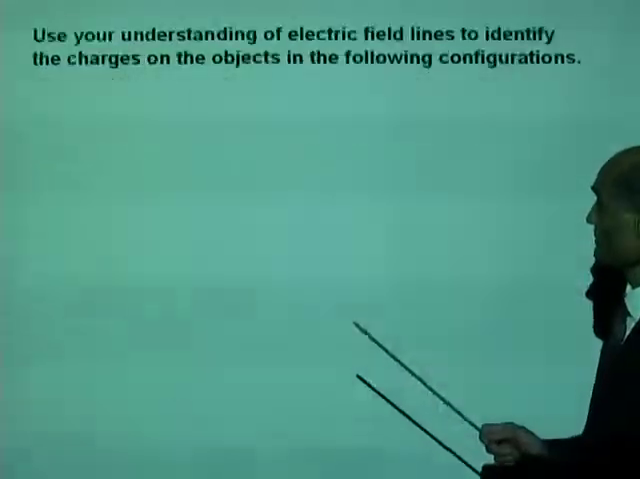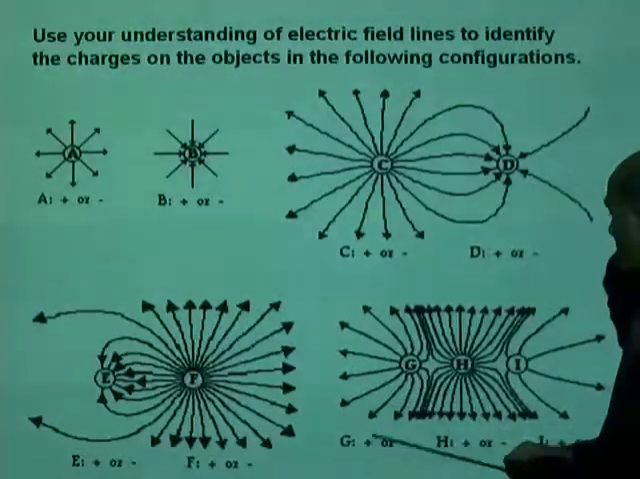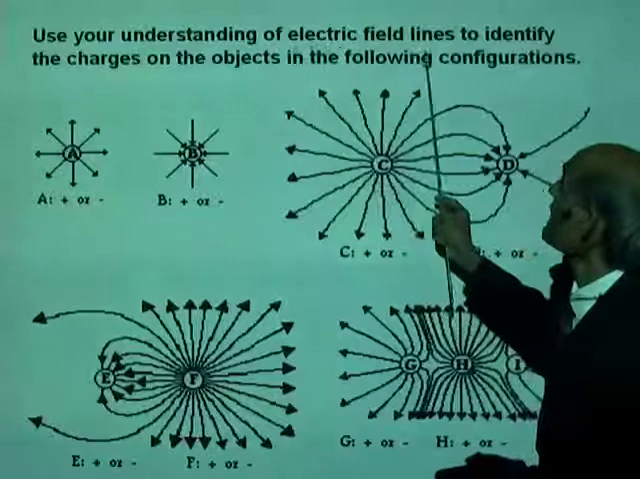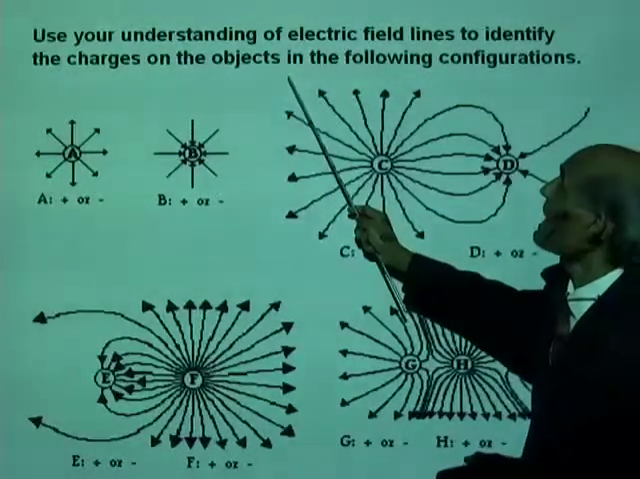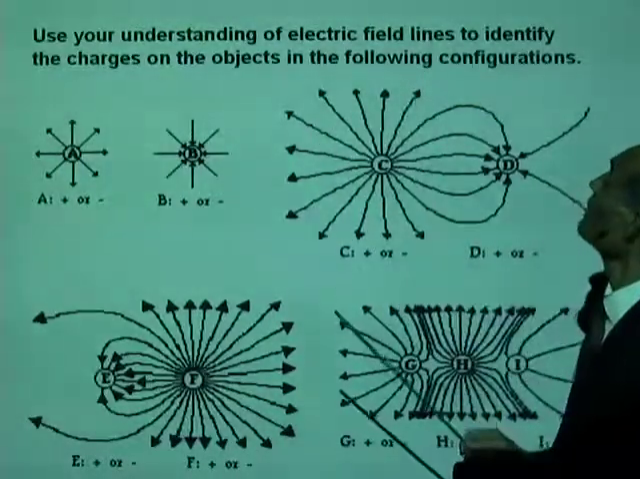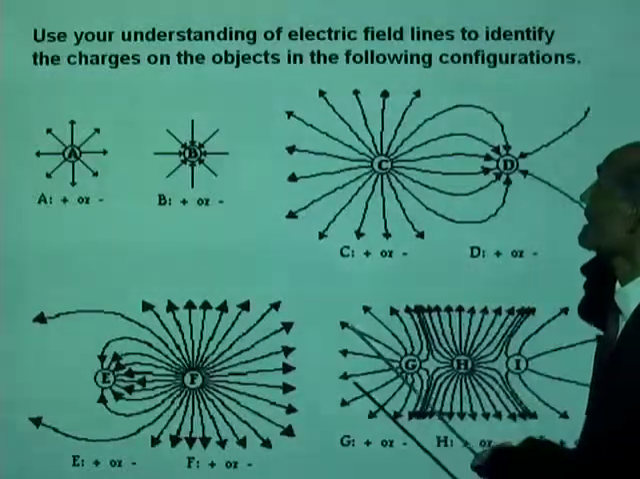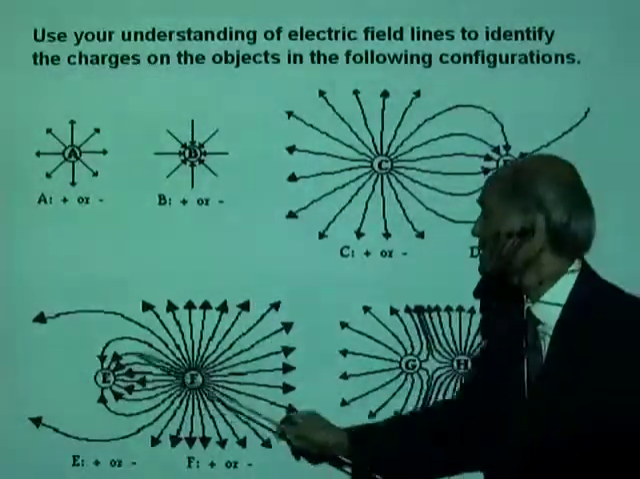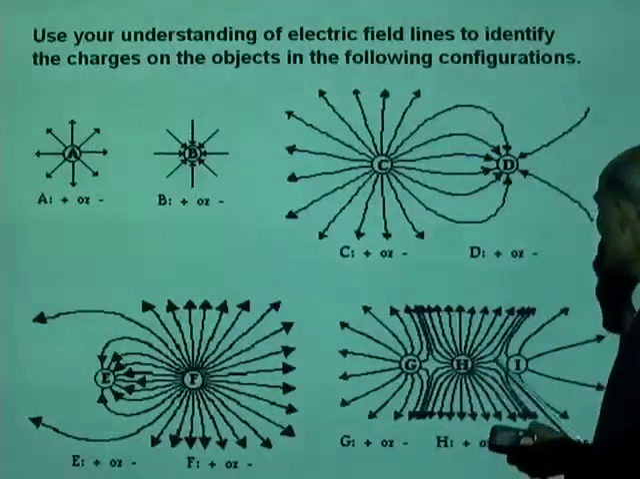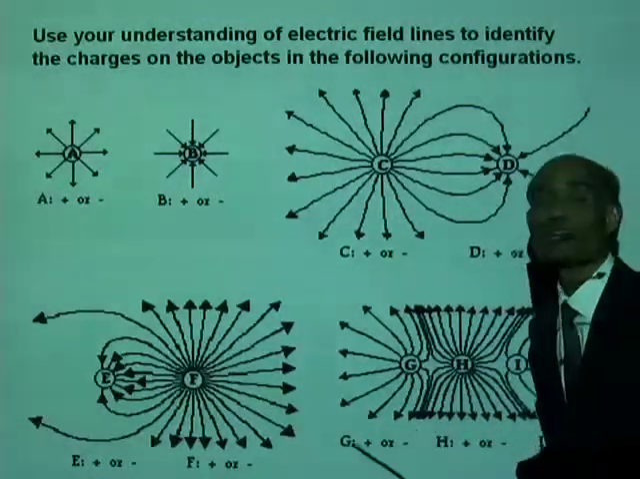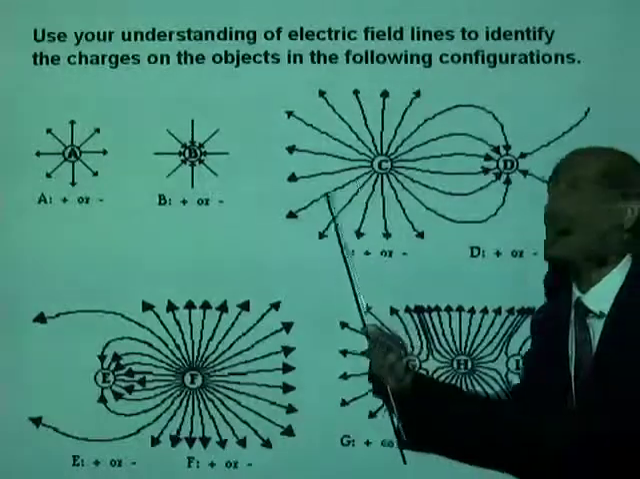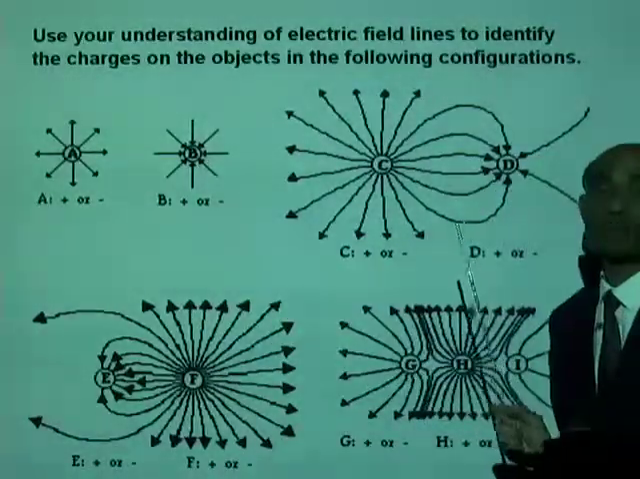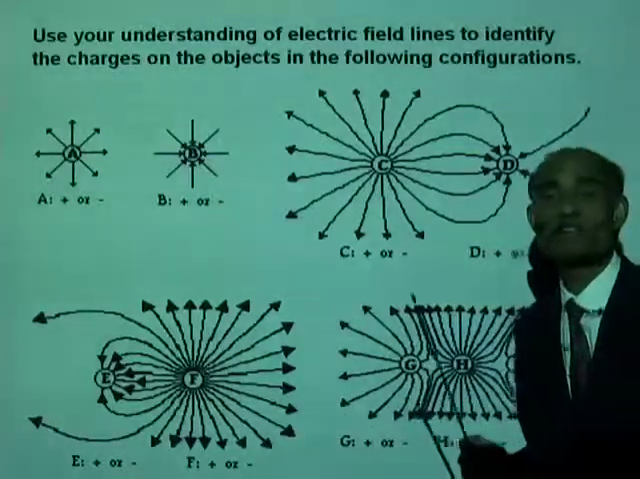Alright, one more. I think there are 2 more. Use your understanding of electric field lines to identify the charges on the object in the following configuration. You got A, B, C, D, E, F, G, H, I. You need to identify the type of charge carried by each of these charged objects by looking at the field configuration.